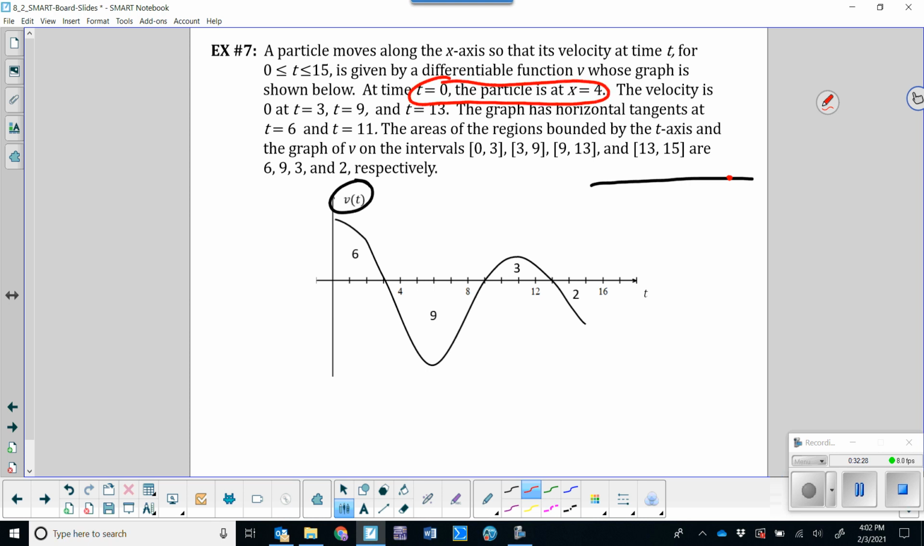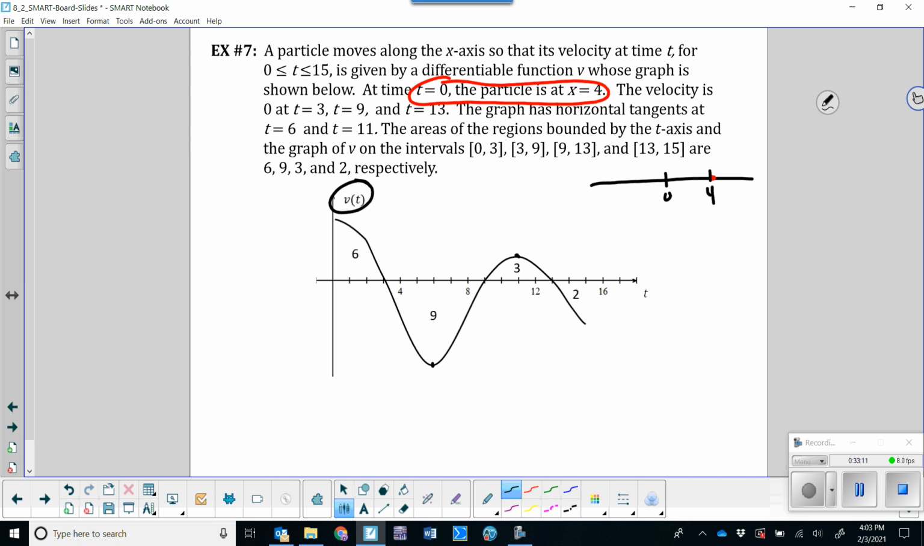Okay, so again, like if this was a number line, maybe this x-axis has 0 here and this is 4. So we're just saying little particle starting off here. At time 0, there's the particle, right there at position 4. Now it tells us that the velocity is 0 at t equals 3, 9, and 13. So they're just telling you that's crossing at 3, 9, and 13. There are horizontal tangents at 6 and 11. So here and here you have horizontal tangents. The areas are written in. Okay, so they've written the numbers in for what the areas are.